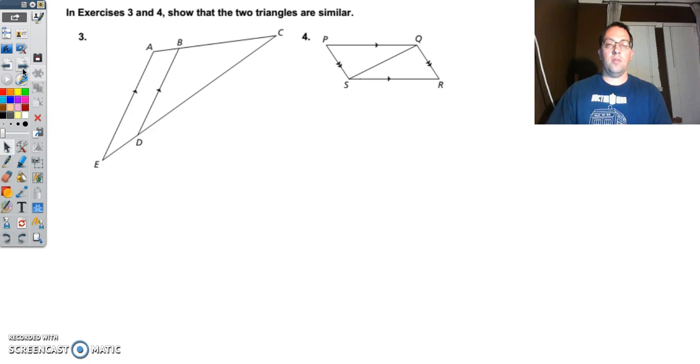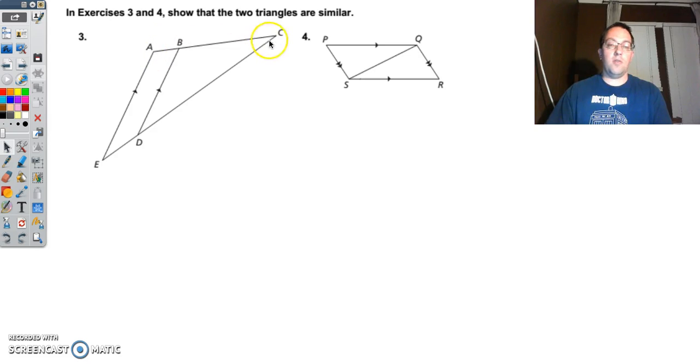So let's take a look at number 3 and 4 here. We need to show that these two triangles are similar. Remember, when it says show, that basically means to prove it, but you don't have to do a formal 2-column proof or anything like that. Basically means these things should be similar. How do you come up with it?